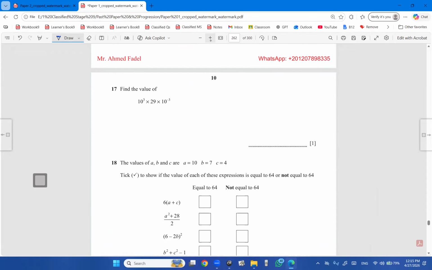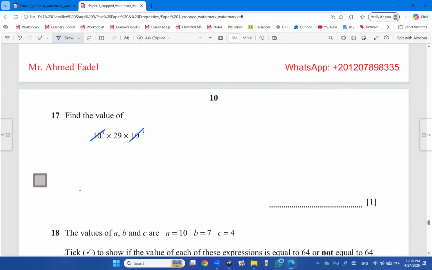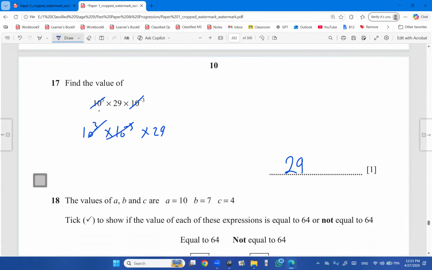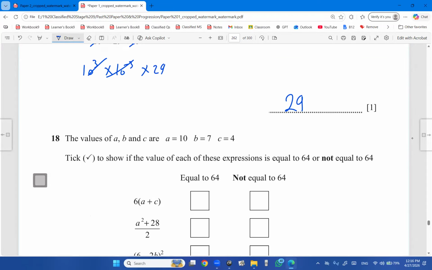Here, you should notice that this will cancel this. It is as if you're saying 10 to the power of 3 times 10 to the power of negative 3 times 29. 10 to the power of 3 times 10 to the power of negative 3 is 10 to the power of 0, which is just 1. Bye-bye. 1 times 29 is just 29. Don't go there and say 10 to the power of 3 multiplied by 29 is 29,000, and multiplying by 10 to the power of negative 3 means dividing by 1,000, so it's 29. You didn't need to do all of that. If you did it, fine, but you just needed to notice that this would cancel this. So only 29 is left.